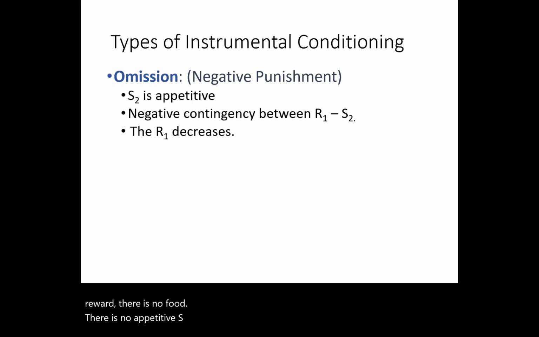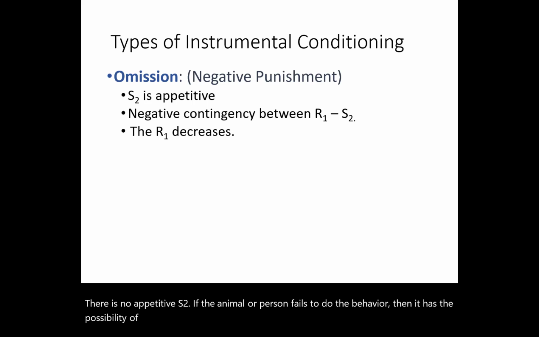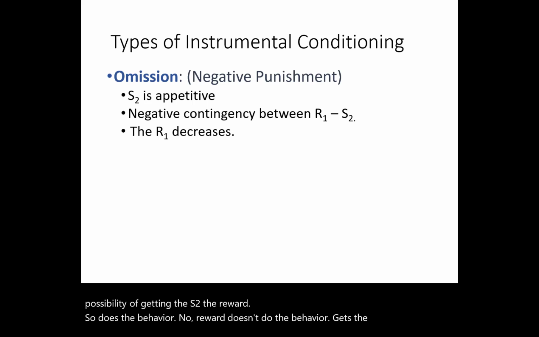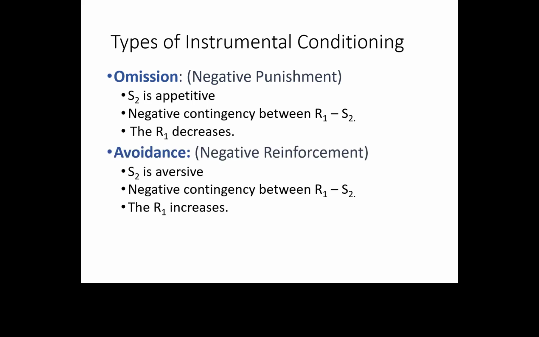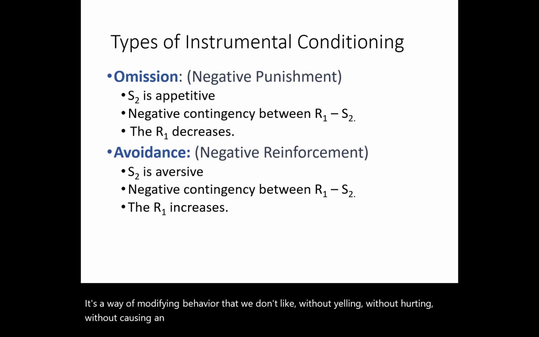If the animal or person fails to do the behavior, then it has the possibility of getting the S2, the reward. So, does the behavior, no reward. Doesn't do the behavior, gets the reward, gets the appetitive S2. And this is a way to make the target response go down. It decreases. It's a way of modifying behavior that we don't like without yelling, without hurting, without causing an aversive S2.